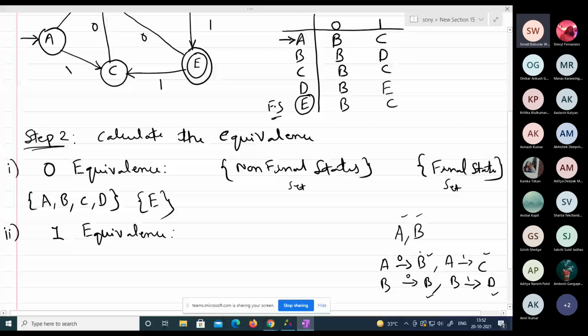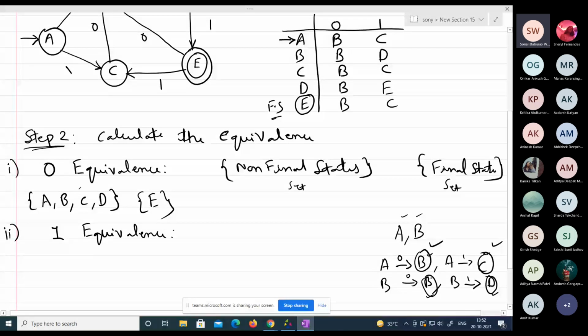Is it clear? A on 0 will give me B. A on 1 will give me C. Now check in the group, or the set of states: B and C, are they together in one set of states? Yes, they are together, present together in one group. Okay, so these are accepted.